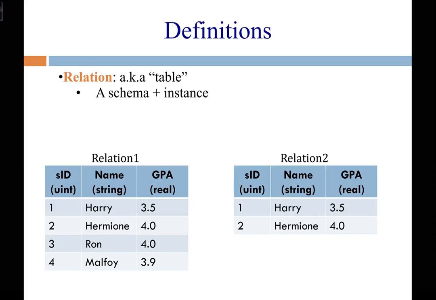So I'm saying, first give me just Harry and Hermione, and that gives me a temporary relation. Then I could take that and do something else. Is there a question back there?